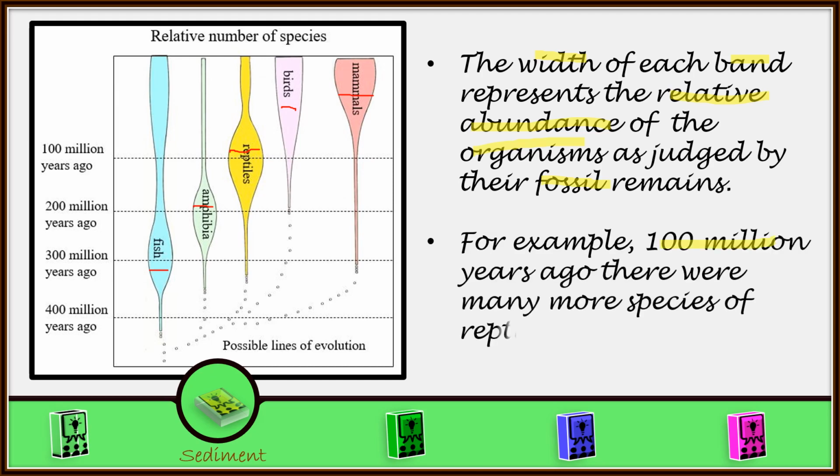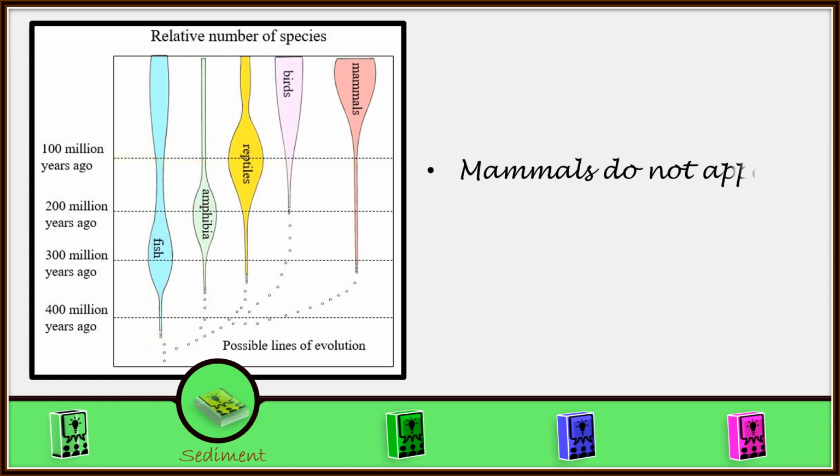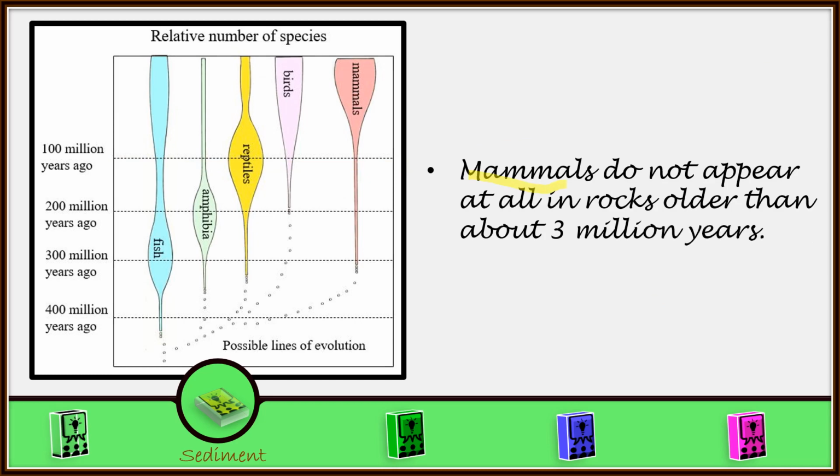For example, 100 million years ago, there were many more species of reptiles than there are today. So you can see that 100 million years ago, there were more species of reptiles than what we have today. Mammals do not appear at all in the rocks older than 3 million years ago. So the mammals are not appearing in rocks older than 3 million years ago.